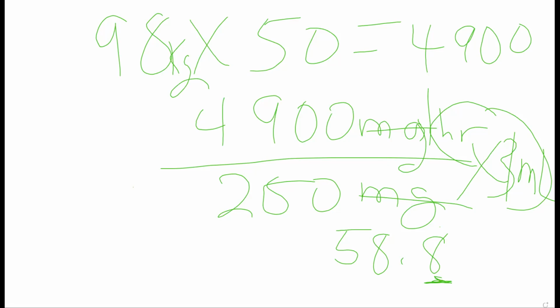4,900 over 250 times 3 doesn't give you 58.8. Okay, what's it give you? It was 25.3. 4,900 divided by 250 times 3, I got 58.8. Did somebody else get something different? No, I got 58.8. Okay, double check your math.